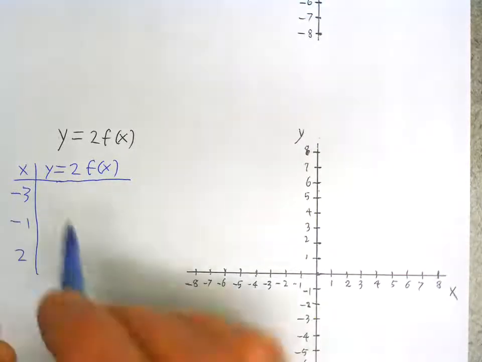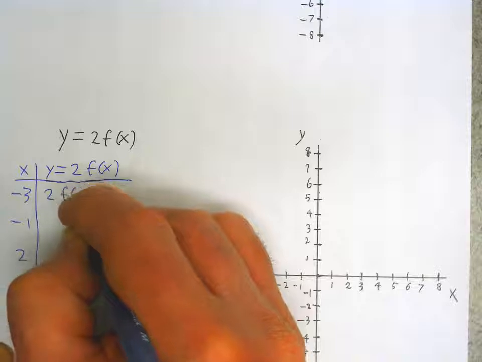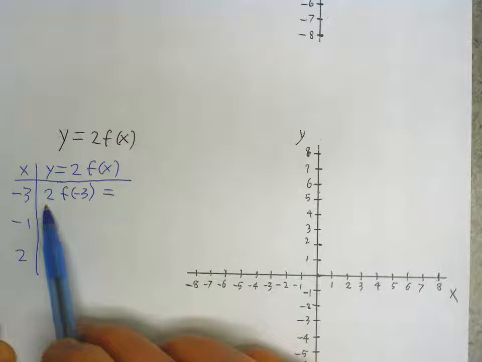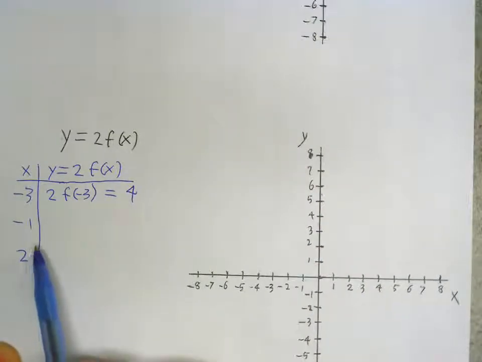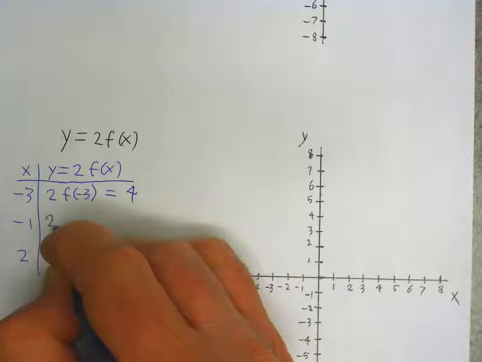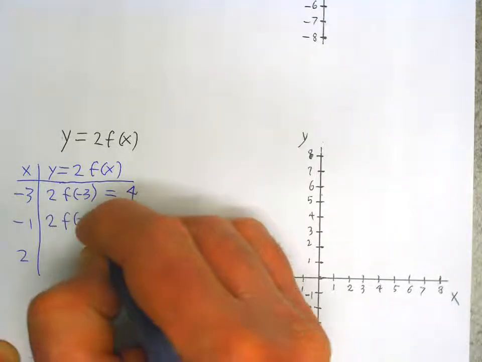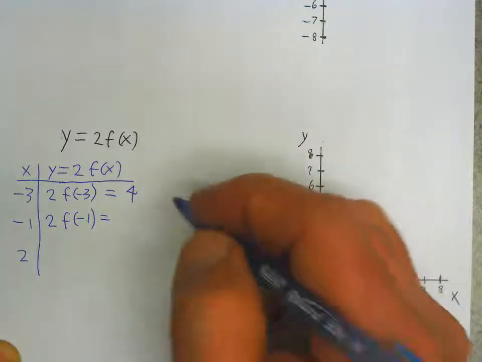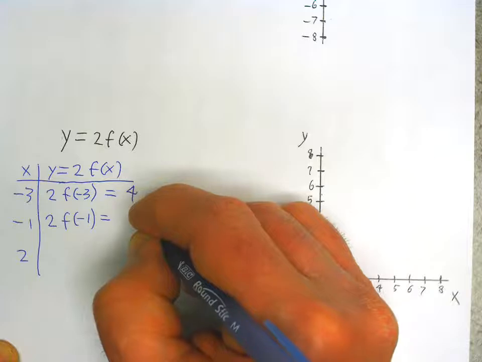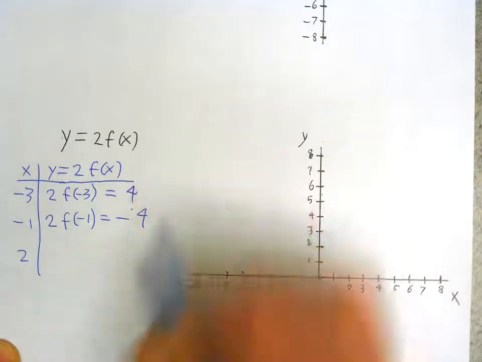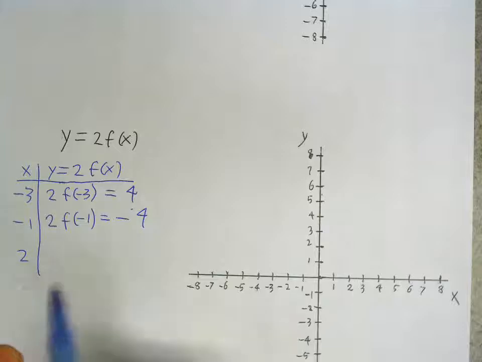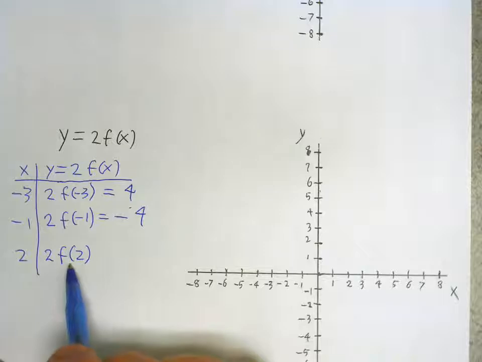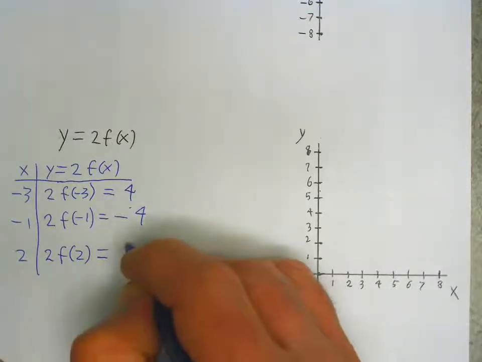When x is -3, the y coordinate is 2 times f of -3. Remember that f of -3 is 2, so 2 times 2 is 4. When x is -1, the y coordinate for this function is 2 times f of -1. F of -1 is -2, so 2 times -2 is -4. And then when x is 2, the y coordinate is 2 times f of 2. F of 2 is 4, so 2 times 4 is 8 on this one.